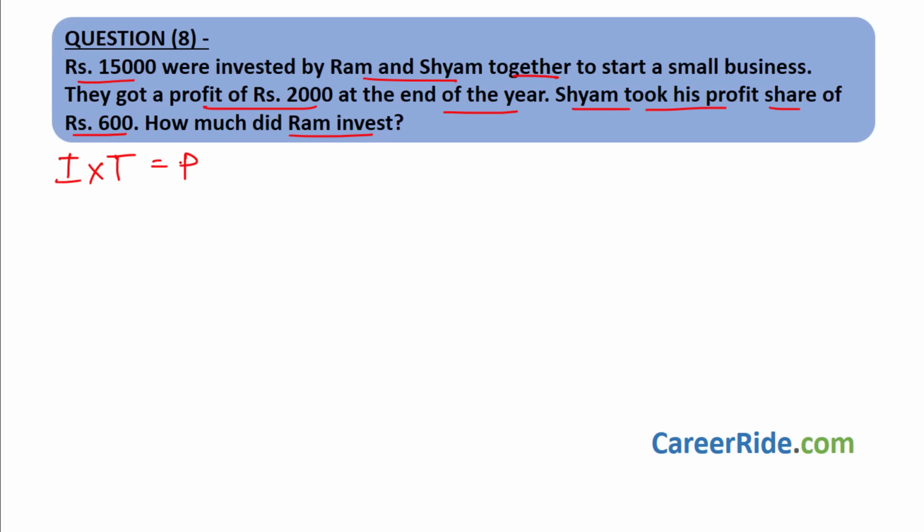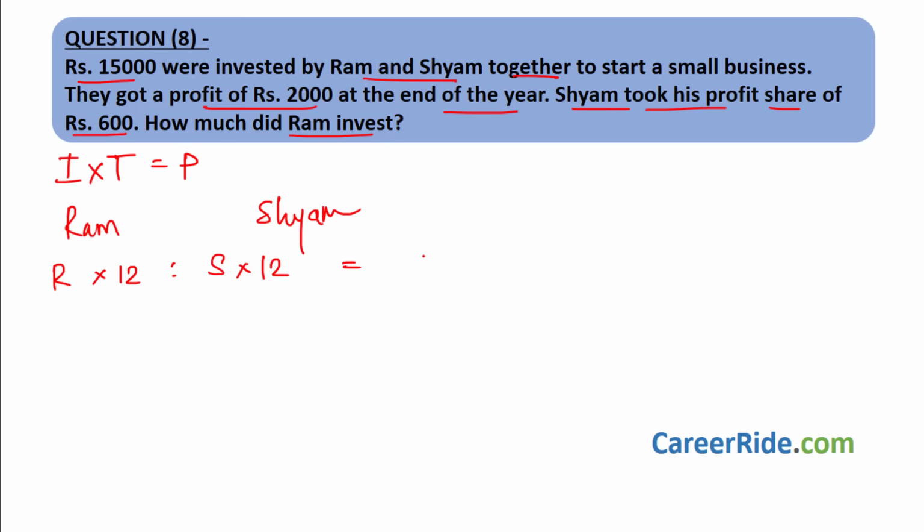I into T is equal to P. Ratio of investment to time is ratio of profit. There's Ram over here, there's Shyam over here. What is the investment of Ram? We don't know. What is investment of Shyam? We don't know. But together they invested 15,000. So let us assume that Ram invested R rupees for a time period of 1 year, because Ram invested, and then at the end of the year they got the profit. So 12 months. Shyam invested S rupees, and even for Shyam the time period is 12 months because it is not mentioned, and it is given that both of them invested together. So for Shyam also the time period is 12 months.